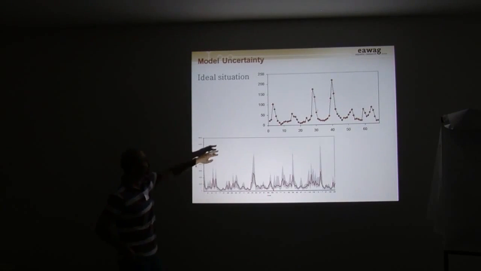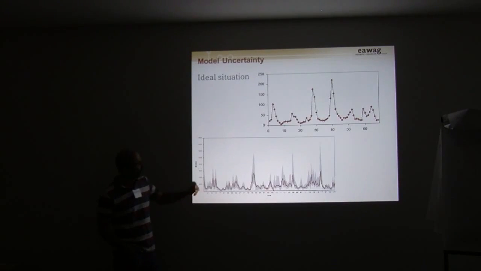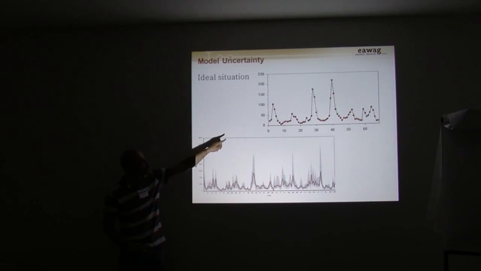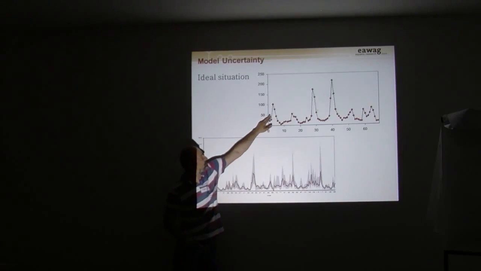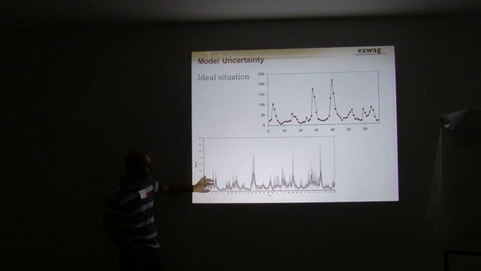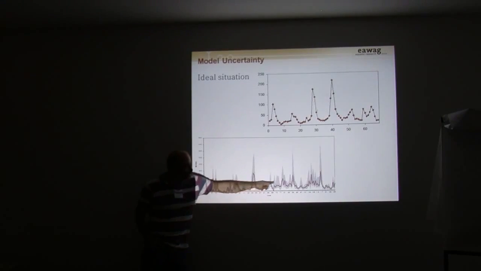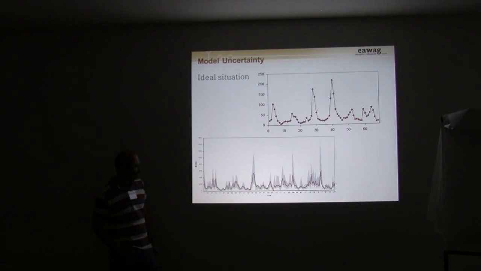Again, this is the ideal situation, which we never have. But if you think stochastically, you want to capture all these observations, you want them to be within your prediction. This is my model result. This range is my model result. And my model prediction accounts for most of the observations. That's the idea. But now, somehow, I need to quantify this.